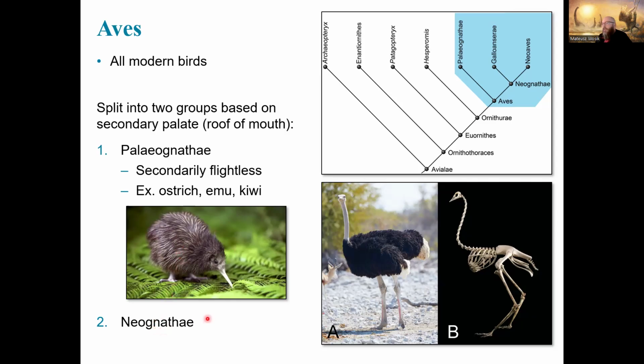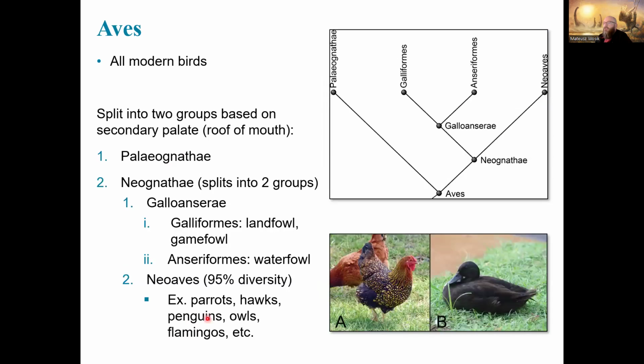But the neognaths are going to be the majority of almost all other birds. They are split into two groups themselves. Galloanserae and Neoaves. Galloanserae are a lot of your fowls, so your ducks, your chickens, things like that. Whereas your Neoaves are about 95% of the diversity of birds that are out there today. Parrots, hawks, penguins, flamingos, owls, sparrows, whatever you name it, it probably is part of the group of the Neoaves.